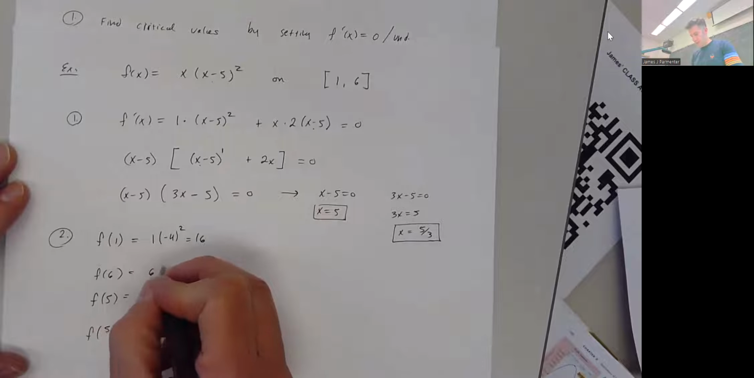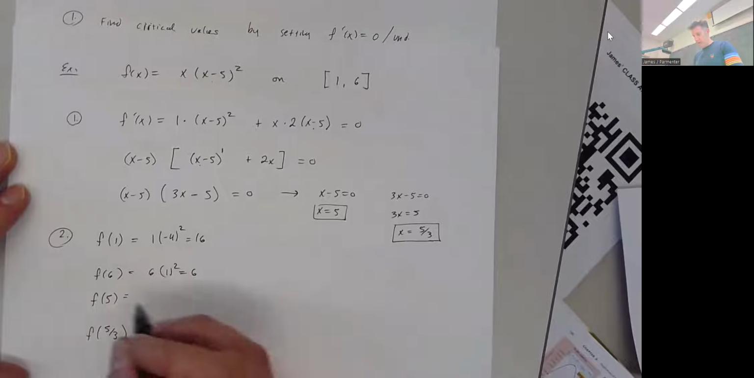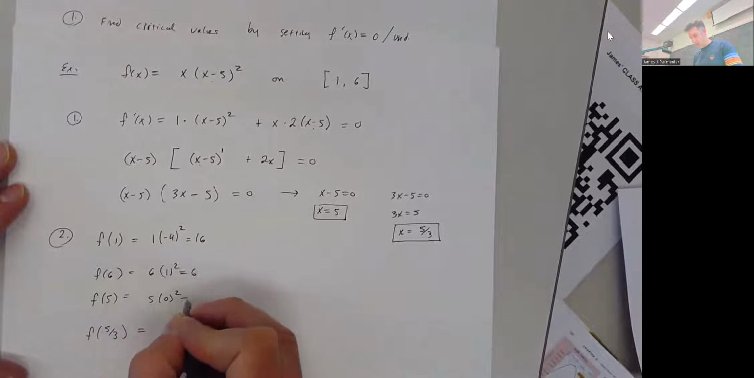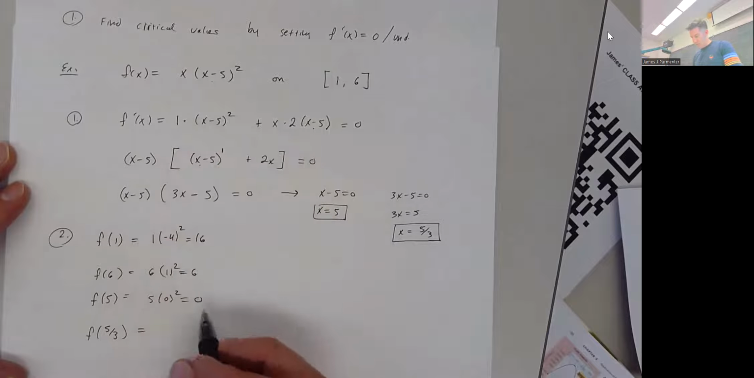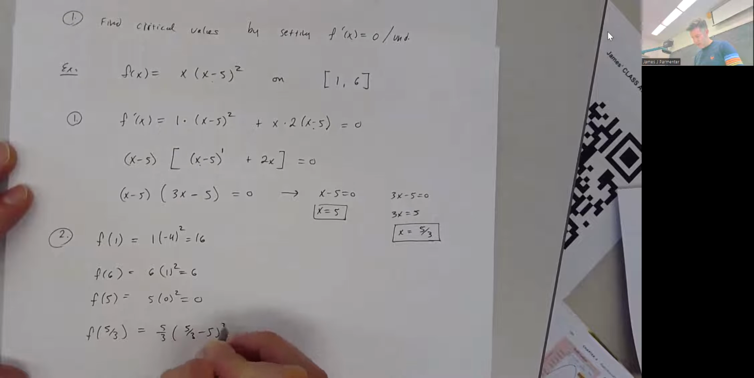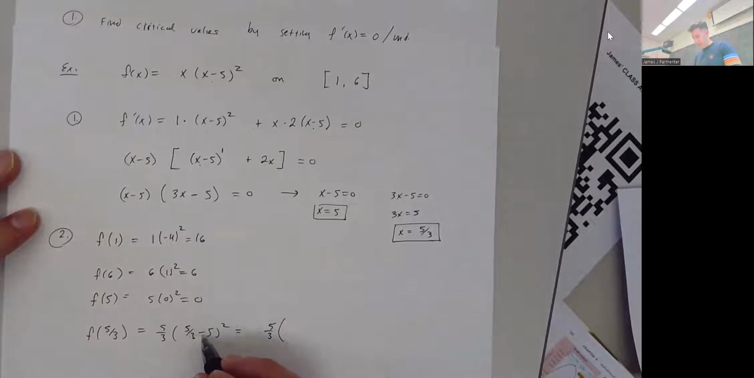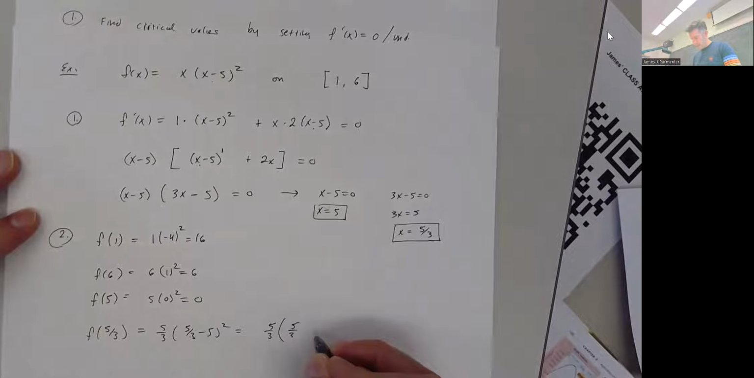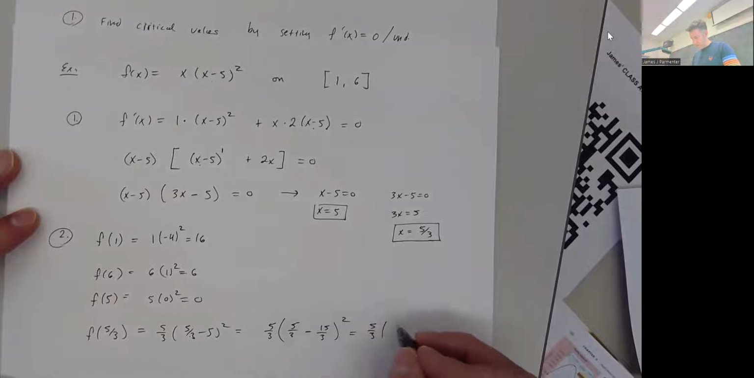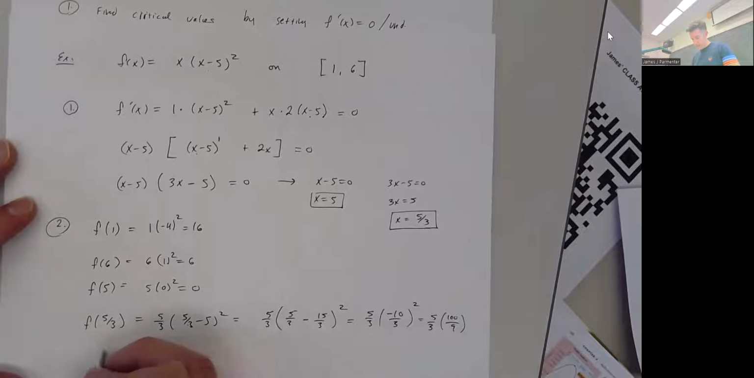F of 6 is going to be 6 times 1 squared, which is 6. F of 5 is going to be 5 times 0 squared, which is 0. F of 5/3 is going to be 5/3 times 5/3 minus 5, squared. Okay, fine. We have to do the work here. 5/3 minus 5 is 5/3 minus 15/3, that's 5/3 times -10 over 3, squared. -10/3 squared is 100 over 9. So we end up with 500 over 27. Ugh.